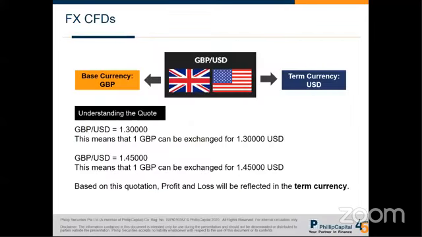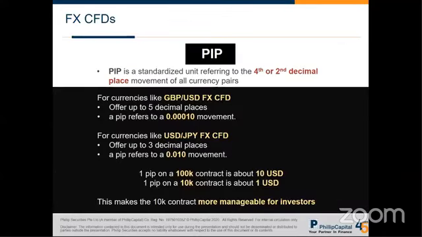So as you can see, 1.45000, right? The quote for the forex is called a PIP. PIP is a standardized unit referring to the fourth or second decimal, depending on the pair. So the movement is counted by PIP for all the currency pairs. For the normal currency pairs like British pound, US dollar, or US dollar against Singapore dollar, and dollar CNH, all these are offered up to 5 decimal places. So a PIP is referring to a 0.0001 movement. So it's the fourth decimal place.